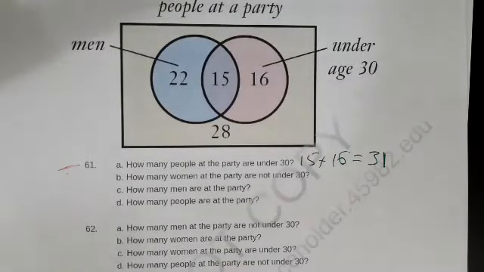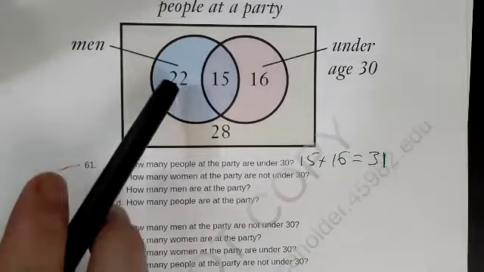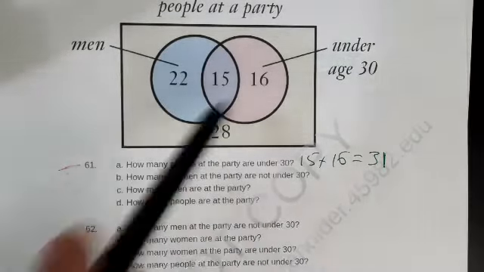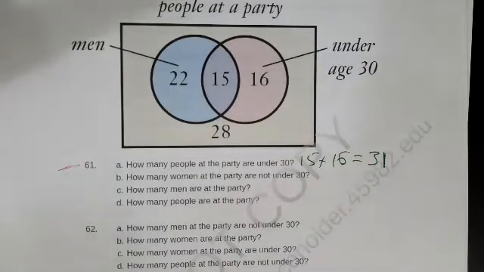Oh, I thought it was the whole entire thing. The 22 would be the men that are what, over 30? So men that are not under the age of 30, or men that are over 30, I guess is another way to say it.